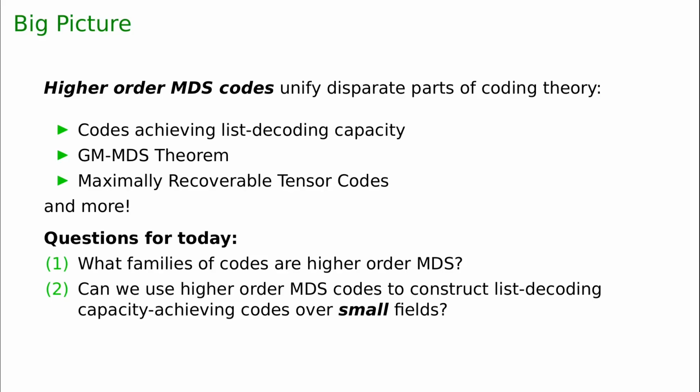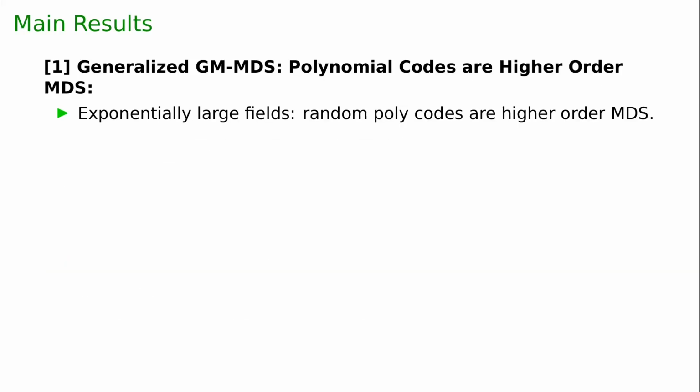Can we extend it beyond things like Reed-Solomon codes? The second question is, can we use these higher order MDS codes to construct list decoding capacity achieving codes over small fields? The problem is there are lower bounds known for these codes that they need exponential field size. So if we can reduce the field size, we can still perhaps achieve list decoding capacity, just not higher order MDS, which is a stronger notion.